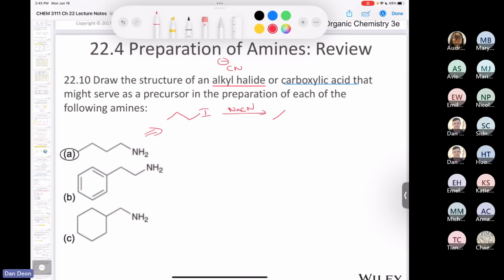So it would give us 1, 2, 3, and then we have our nitrile, and then we're just going to reduce that with lithium aluminum hydride. So 1 is LAH, 2 is H2O, and that will give us our product.